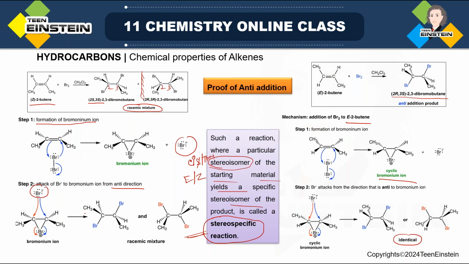the product. So here what is happening? From Z you are getting racemic, from E you are getting a single product which is identical. That means it is fixed. So if you already know the product is a racemic mixture, you can easily predict that your starting material must be Z butene. So there is some selectivity, and these types of reactions are called stereospecific reactions. Because when you have started from Z butene, you will always get racemic. You will never get identical. Now this is a term we use for this type of reaction.